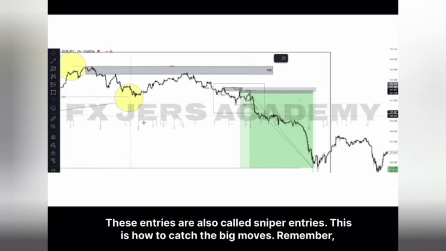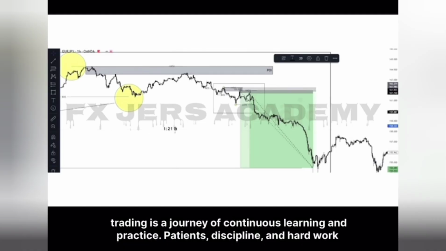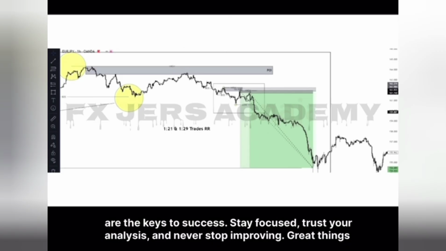These entries are also called sniper entries. This is how to catch the big moves. Remember, trading is a journey of continuous learning and practice. Patience, discipline, and hard work are the keys to success. Stay focused, trust your analysis, and never stop improving.